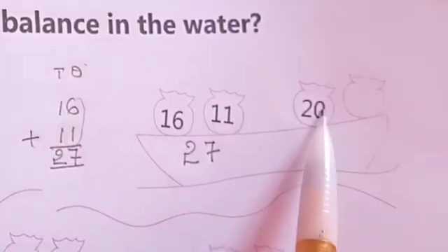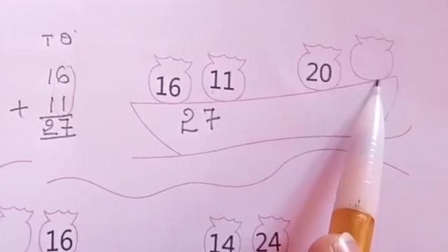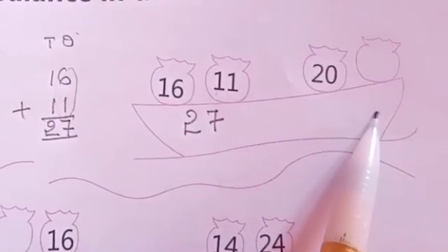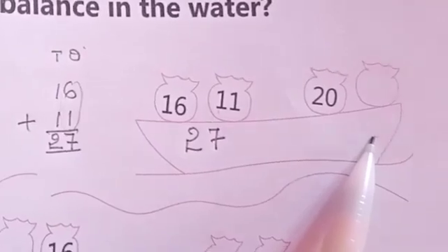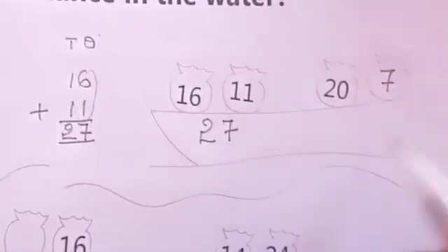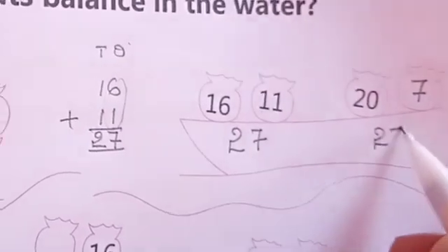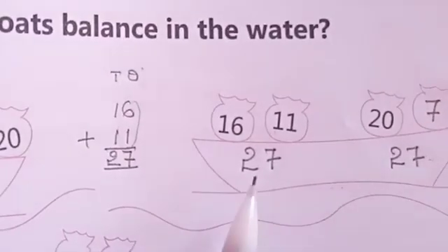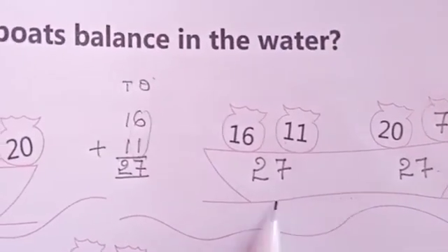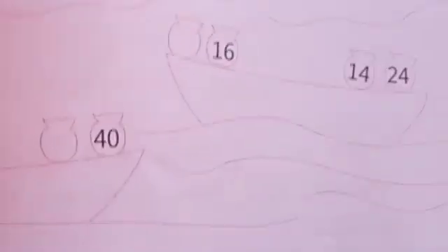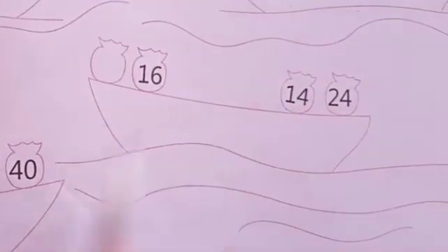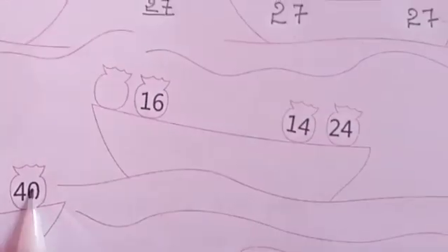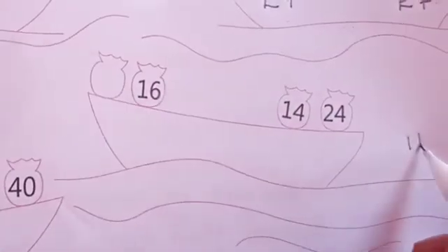Now, I am already having 20. How many more do I need to put so that I will get 27 on this side also? Yes, we need to put 7 on this side to get 27. So, our boat is balanced. Both sides 27 and 27, our boat is balanced. In the same way, you need to do these two problems by yourself, children. Okay, complete these two problems in your textbook. Children, by this you came to know how to balance the boat, right?